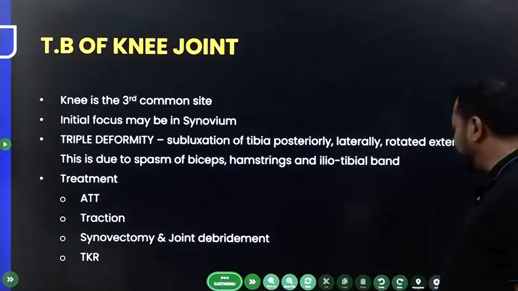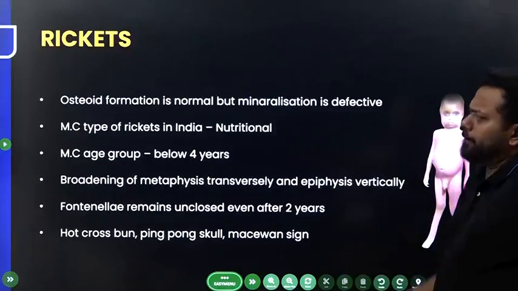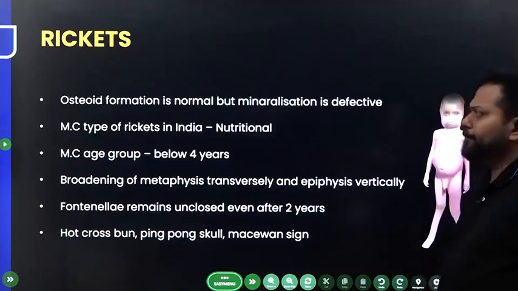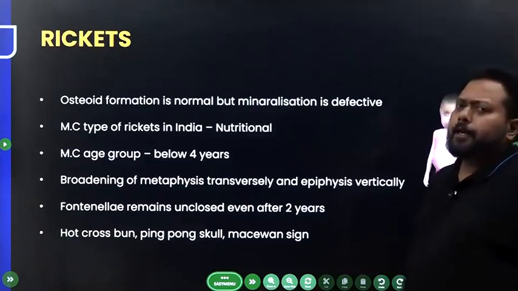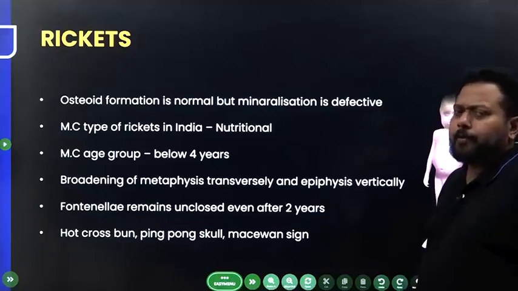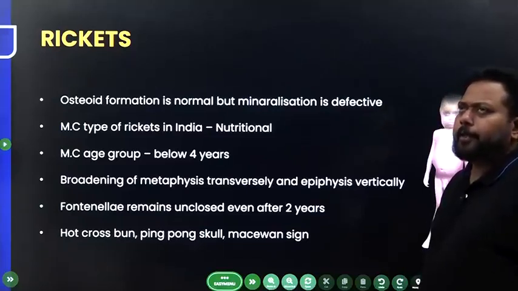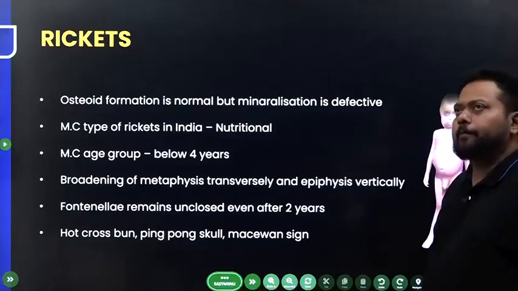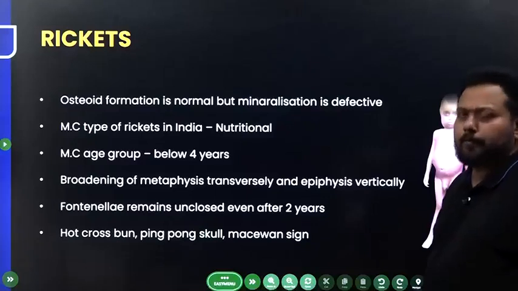Coming to the next important topic, rickets. Rickets is due to deficiency of vitamin D. What is the difference between rickets and osteomalacia? Rickets is vitamin D deficiency happening in an immature skeleton, that is, before epiphyseal closure. When vitamin D deficiency happens after epiphyseal closure, that's called osteomalacia. Very simple.